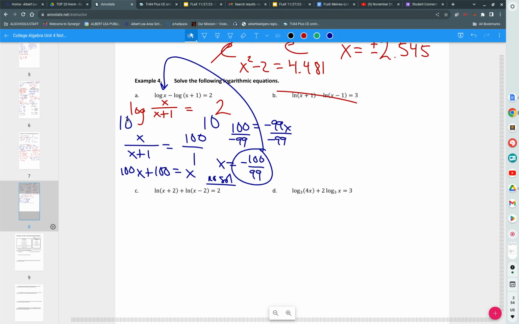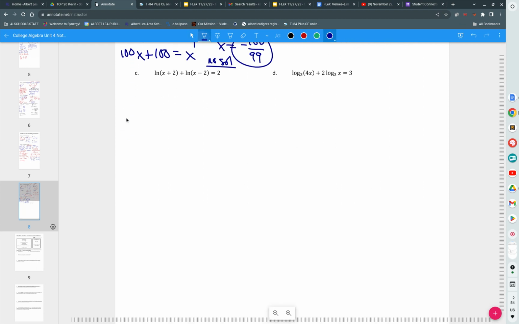What about letter C? Right is a single logarithm, so natural log of what? What are you going to do with those two expressions? Multiply them. And x plus 2 times x minus 2 is? X squared minus 4. X squared minus 4 is equal to 2. What do I do now to both sides? Base of e, excellent. And I get x squared minus 4.